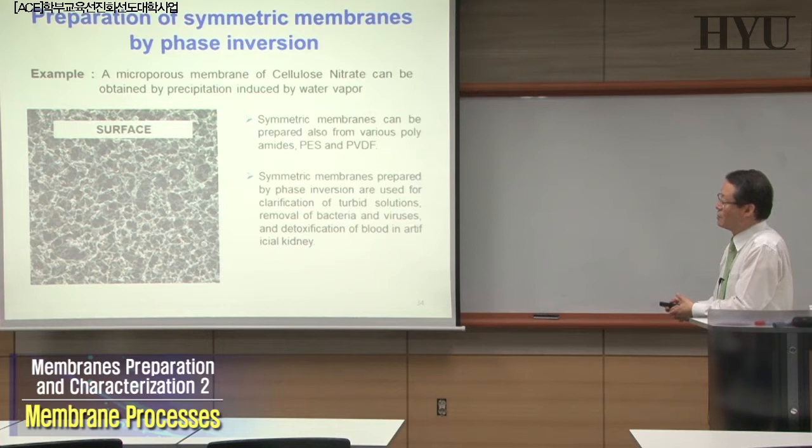Some examples of this porous structure are made of polyamide, polysulfone, and PVDF membranes. And if you have large pore sizes like this, you can remove large particles such as bacteria and viruses, so that you can use this for microfiltration and other filtration purposes.